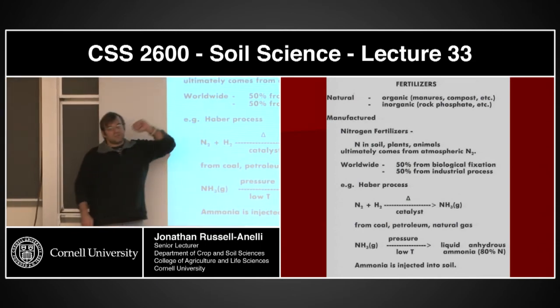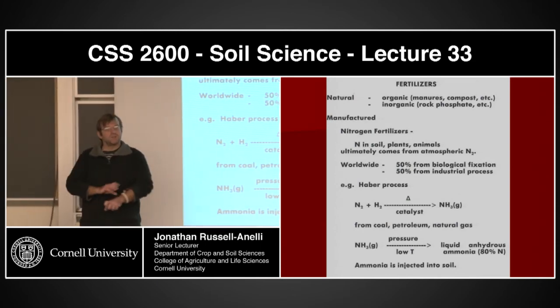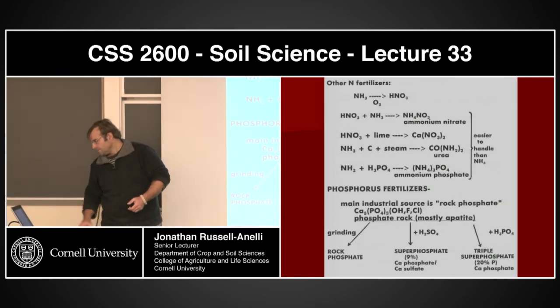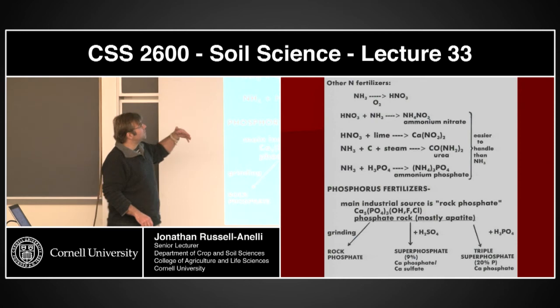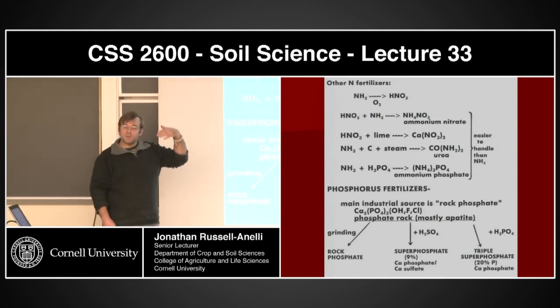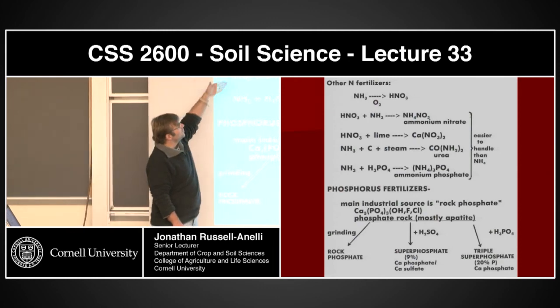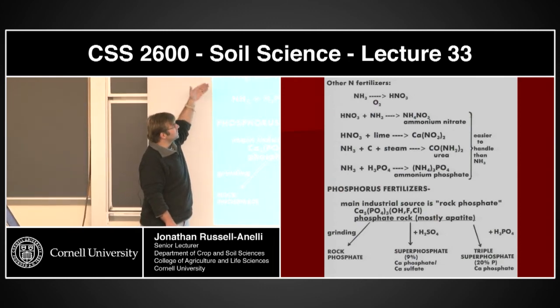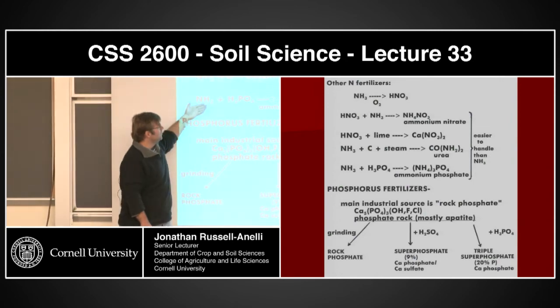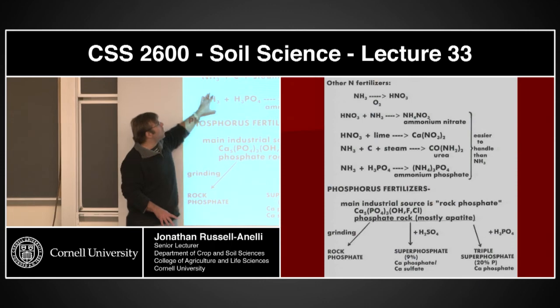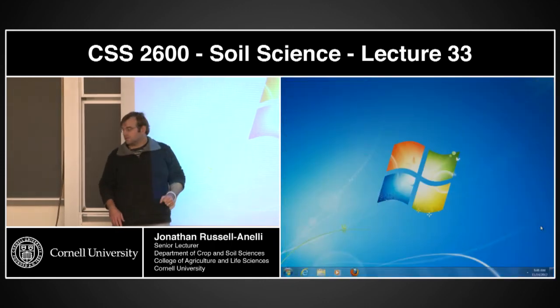Worldwide, nitrogen fixation is about 50% biological and about 50% industrial. For other nitrogen fertilizers, we take that ammonia, put it under oxygen, and basically make nitrate, turn it liquid, which is a lot easier to transport than a gas. If we wanted to concentrate it, we can put it with lime or calcium and make urea, or with phosphate and make an ammonium phosphate, all different kinds of things. The truth is, all of these are basically easier to handle.